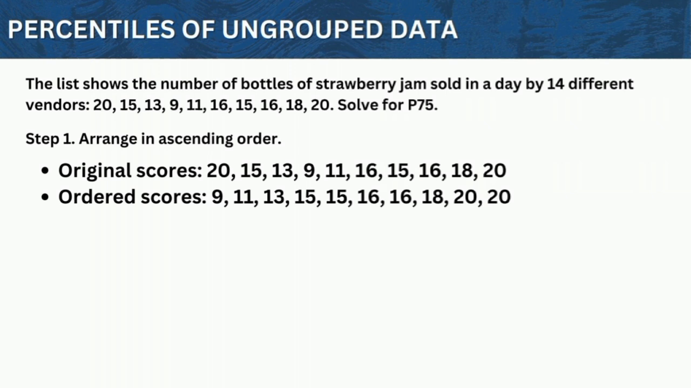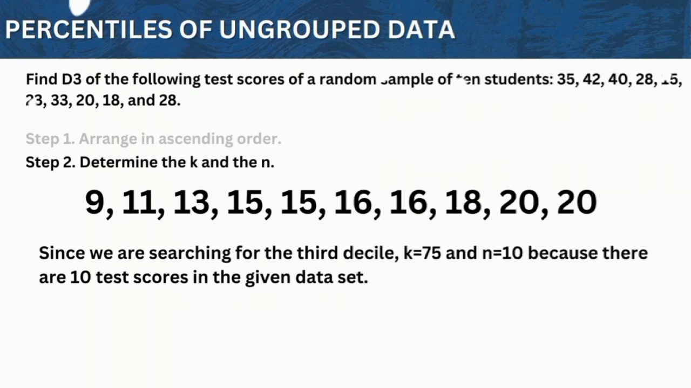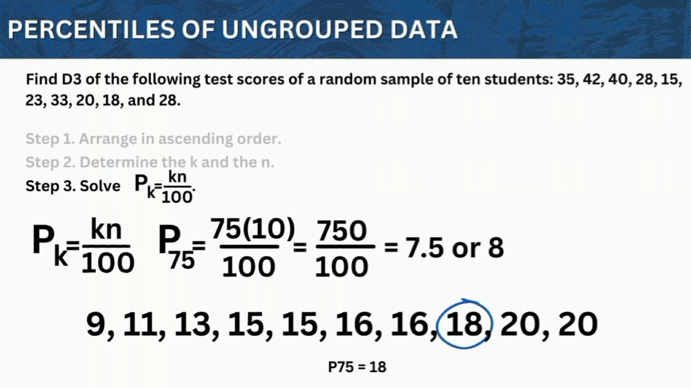To find the 75th percentile of the given data, we first need to arrange the data in ascending order. Secondly, we need to determine the k, or the position of the data that is being asked, and n, or the number of data. Since we are searching for the 75th percentile, k must be equal to 75 and n must be equal to 10 as per the given dataset. Finally, solve using the formula. Rounding it off will give us 8, and the 8th value is 18. Therefore, the 75th percentile is 18.